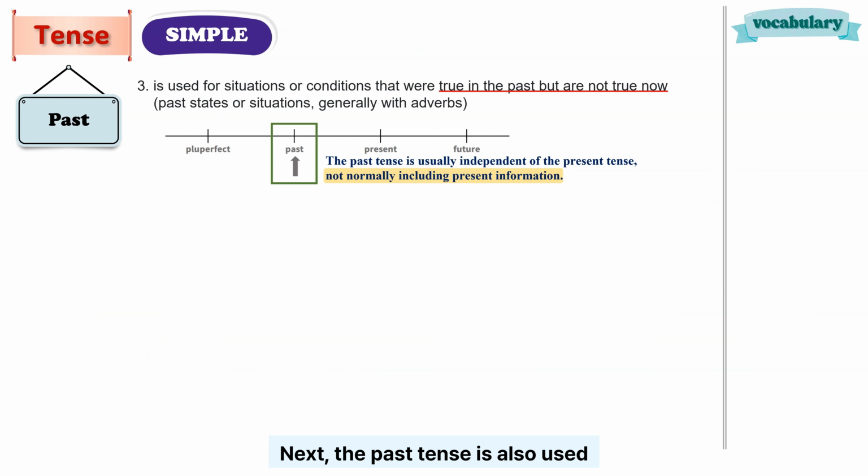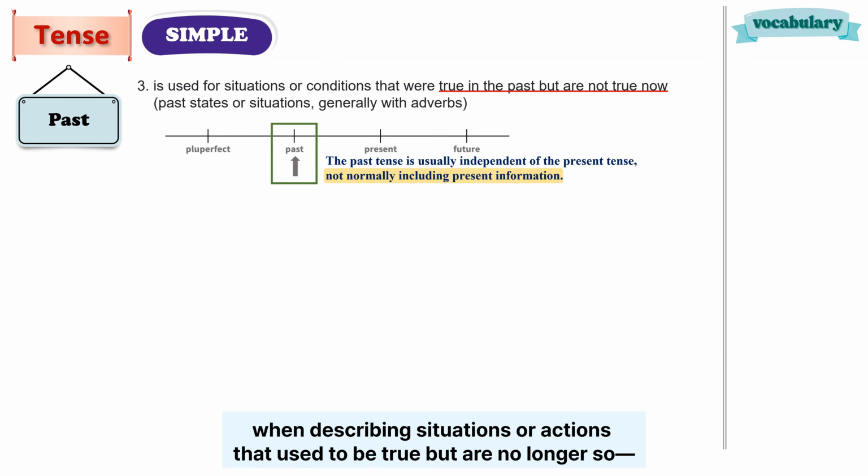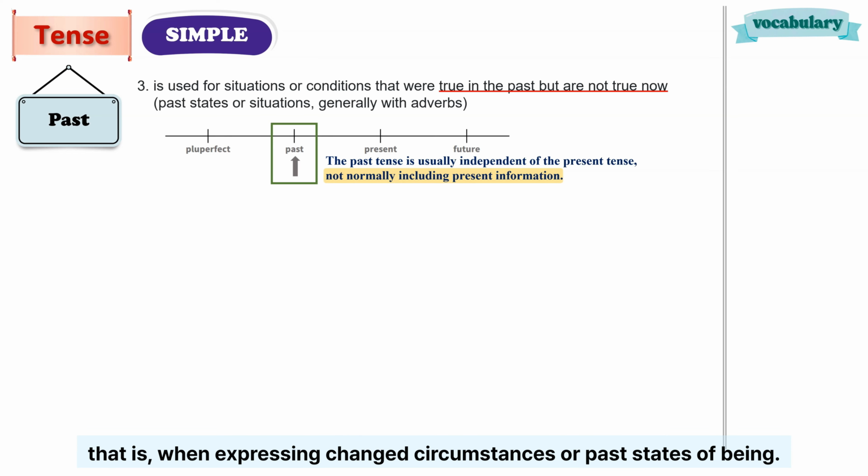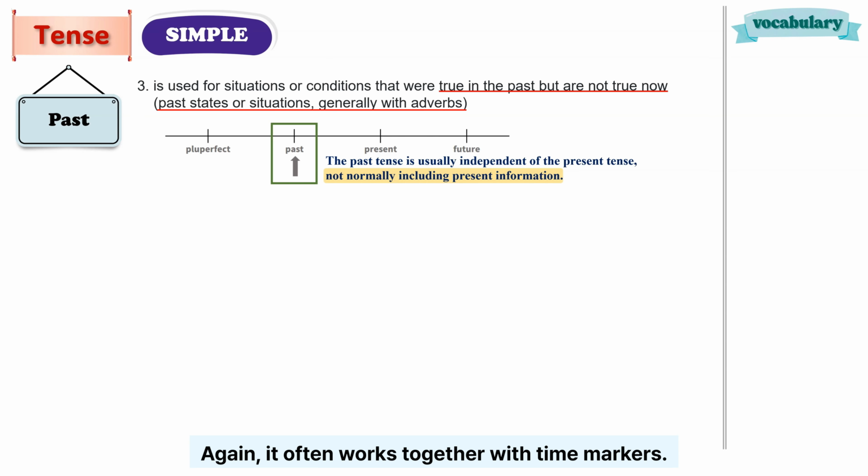Next, the past tense is also used when describing situations or actions that used to be true but are no longer so, that is, when expressing changed circumstances or past states of being. Again, it often works together with time markers.